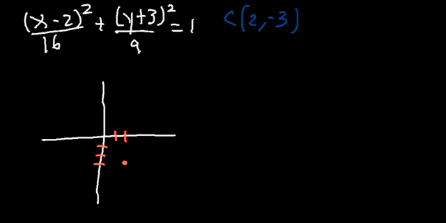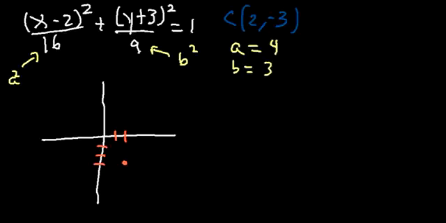So now we need to know what's a squared and what's b squared. A squared is the larger of the two. This is a squared and this is b squared. So if a squared is 16, that means a is the square root of that, which is 4. And the square root of 9 is 3.